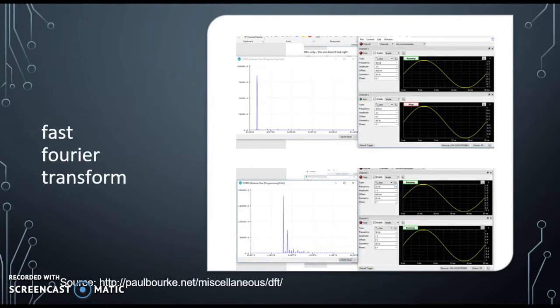One of the ways we plan to identify appliances with our device is by looking at the current waveform in the frequency domain. A waveform can be quickly converted from the time domain to the frequency domain using an algorithm that was developed in 1965 by Cooley and Tukey called the fast Fourier transform.